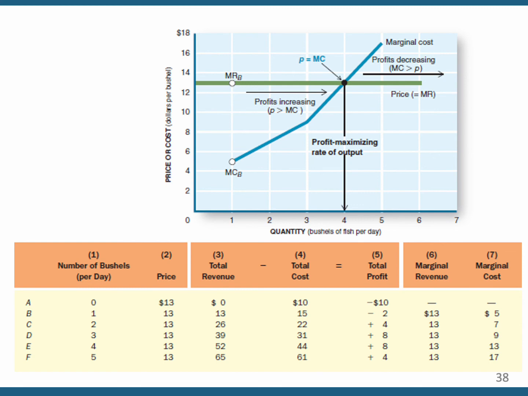So this means if you produce 4 bushels of fish per day, given your cost structure and given the market price, that's where you will maximize profit. Q equal to 4. It's that simple. That's what we're going to be doing for the next few chapters. No matter what the market structure is, we're going to look for the marginal revenue curve and the marginal cost curve. And then we're going to look for where they intersect. The marginal revenue curve in this case is the price curve or the demand curve, and so there it is.